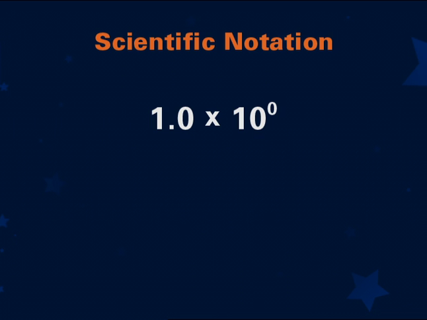Is 1 and 0 tenths times 10 to the 0 power in scientific notation? The first factor is a decimal that is greater than or equal to 1 and less than 10, and the second factor is an integer power of 10. So, yes, this number is in scientific notation.